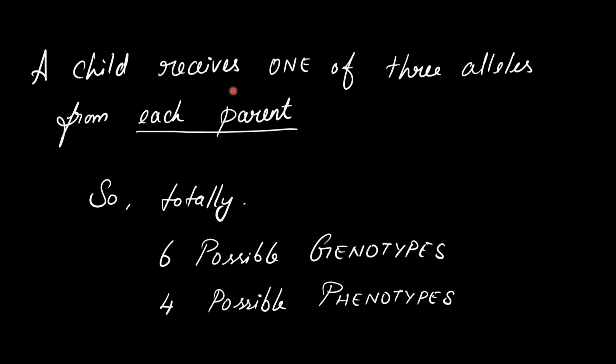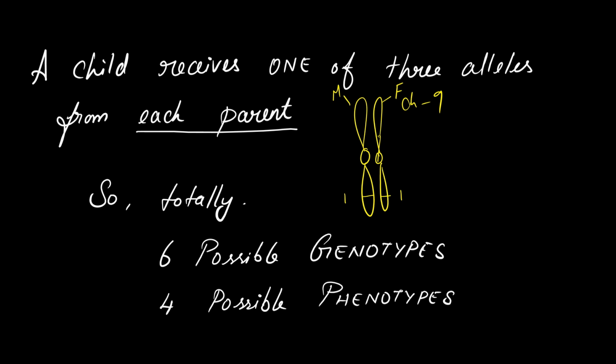Now, a child receives one of the three alleles from each parent. What they're coming to tell here is that I have already told you that a pair of homologous chromosomes, that is going to be chromosome number 9. If it is the homologous chromosome, definitely for an individual, one chromosome might have been from the male parent and one chromosome might have been from the female parent. From the male parent chromosome there will be one allele, and from the female parent chromosome there will be one allele.